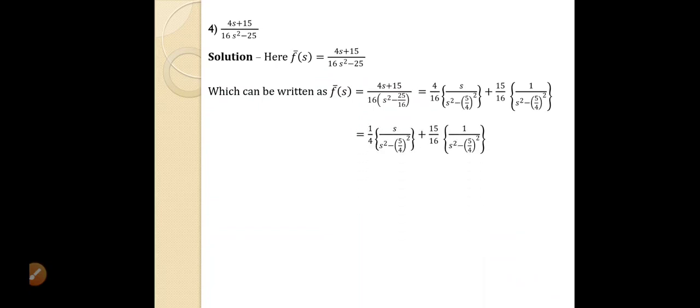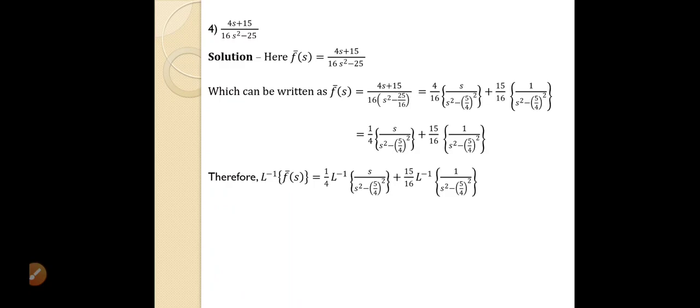Simplifying this one, we get 4 by 16 means 1 by 4, S upon S square minus 5 by 4 square, plus 15 by 16 cannot be simplified, so it remains as it is, and 1 upon S square minus 5 by 4 bracket square. So just like in the second example, we have here the terms which are similar to S upon S square minus a square and 1 upon S square minus a square. So we have to use their results.